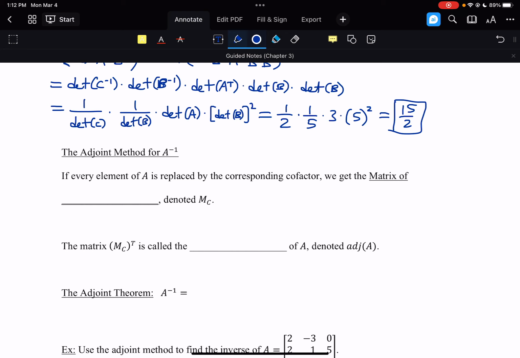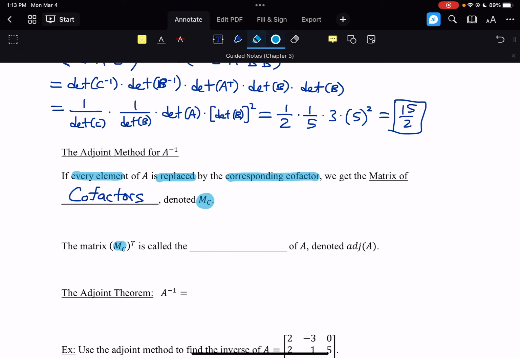So a little bit of terminology here. If every element of A is replaced by the corresponding cofactor of that element, we get what is called the matrix of cofactors, denoted M sub C. So if you take every element of a matrix and replace it with its own cofactor, you block off its row and column, compute the minor, the determinant of the remaining terms, and then multiply either by +1 or -1, depending on its position. So create the matrix of cofactors.